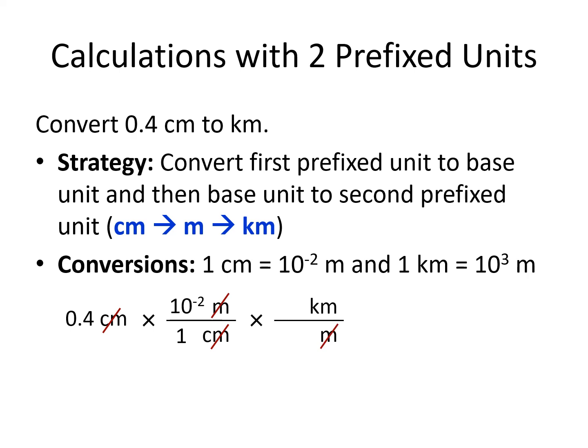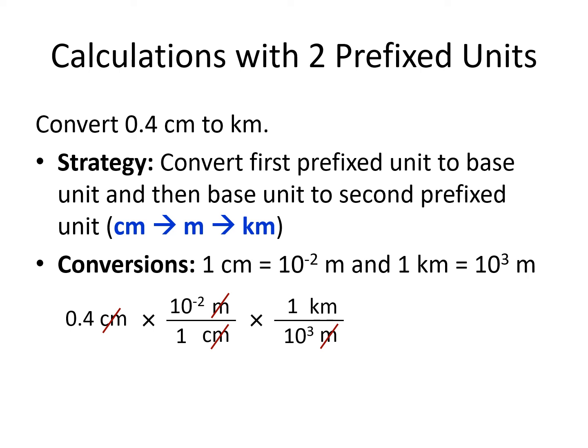I need kilometers in the top of my second conversion factor, since that is what I am solving for. I fill in my second conversion factor with the numbers from my equality, 1 next to kilometer and 10 to the third next to meter. Once I double check that my units cancel out properly, and I've put the numbers from my equalities in the right places, I can do the math.